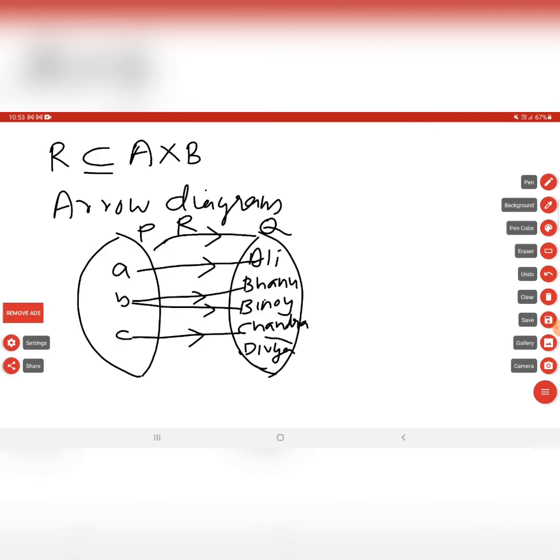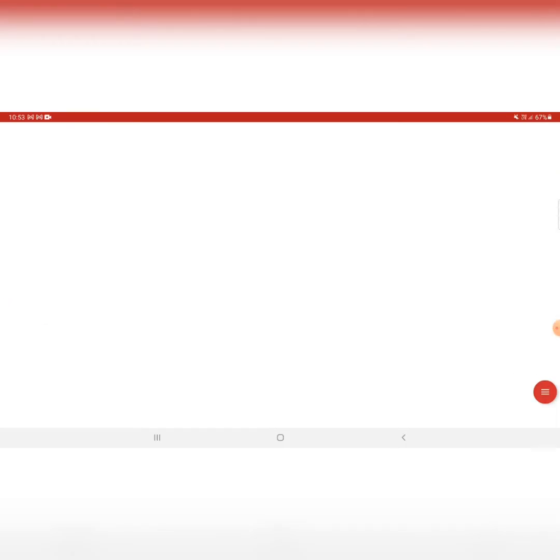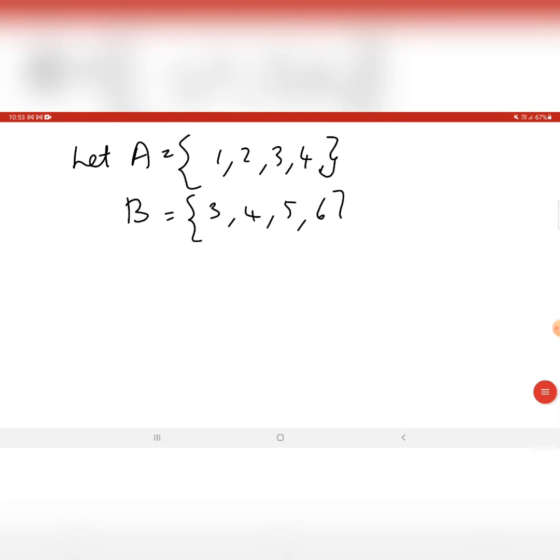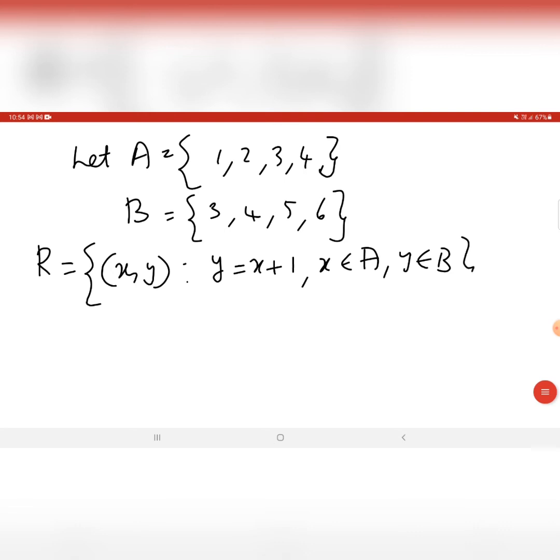Let us discuss another example. Let A be the set {1, 2, 3, 4} and B be the set {3, 4, 5, 6}. Now define a relation R from A to B such that R is the set of all xy such that y is equal to x plus 1, where x belongs to A and y belongs to B. Now we can draw the arrow diagram. Then easily we can understand.